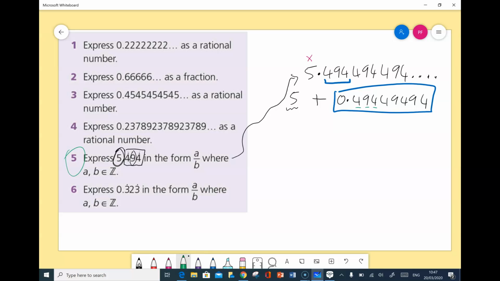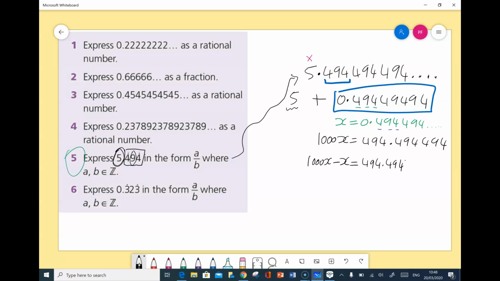So I'm going to let first of all x equal 0.494494, and so on. I have 3 numbers that I want to move in front of the decimal place because it repeats every 3. So we multiply by something with 3 zeros, so we multiply by 1,000. So 1,000x equals 494.494494, and so on. Now, what do we always do? We always take away x from that. So 1,000x, take x. So 1,000x is 494.494494, and so on.